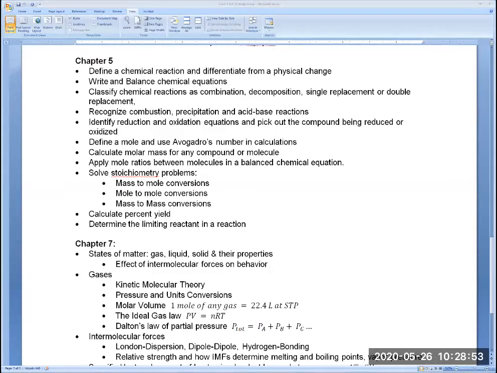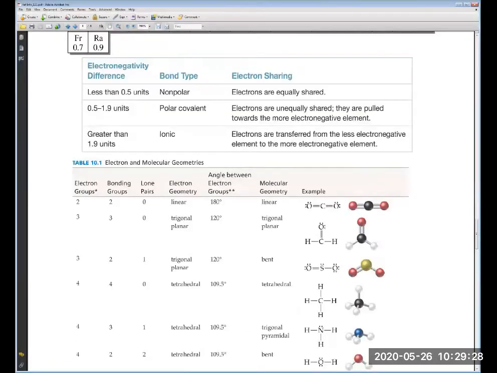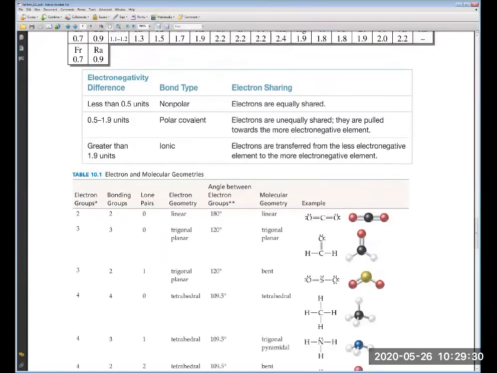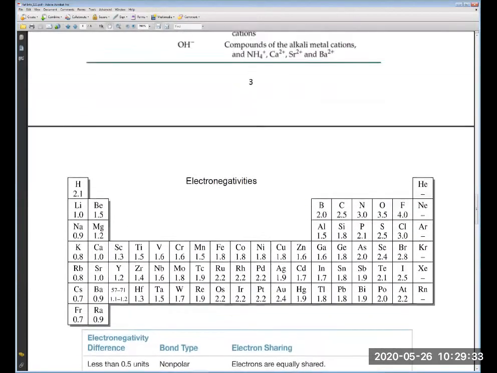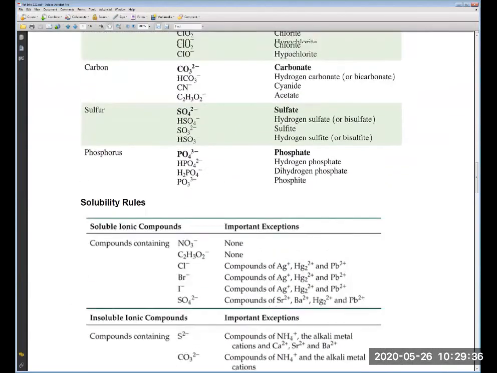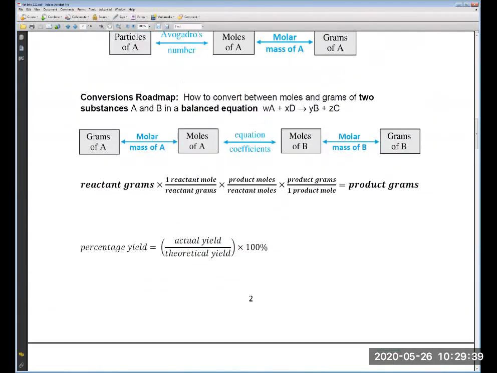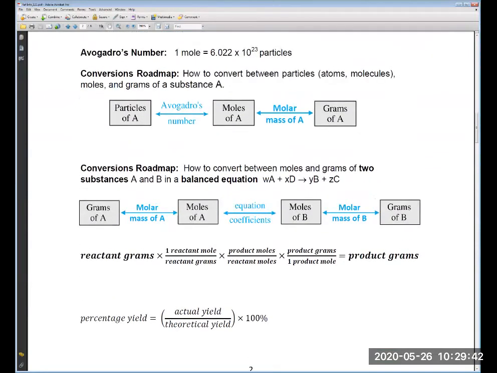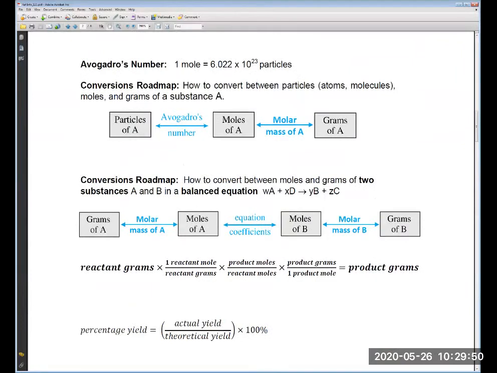So for chapter 5, this is the reference packet. And for chapter 5, you want to use page 2 of the reference packet. That's where all the information for the second part of chapter 5 is. So there is the Avogadro number definition of the mole here.